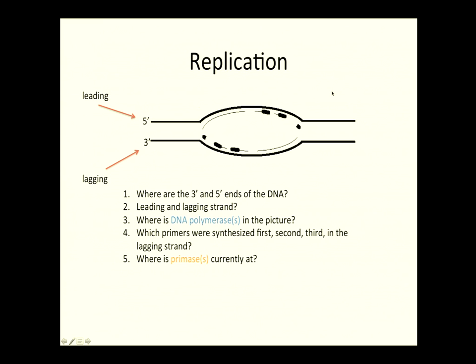Okay. Where would the leading and the lagging strand be? I just said that before. The top strand would be the leading, and the bottom would be the lagging. Okay, where are the DNA polymerases in this diagram? There are 6 of them. For sure, you're going to have one here and here at the ends of the DNA, right? And there are 4 more.